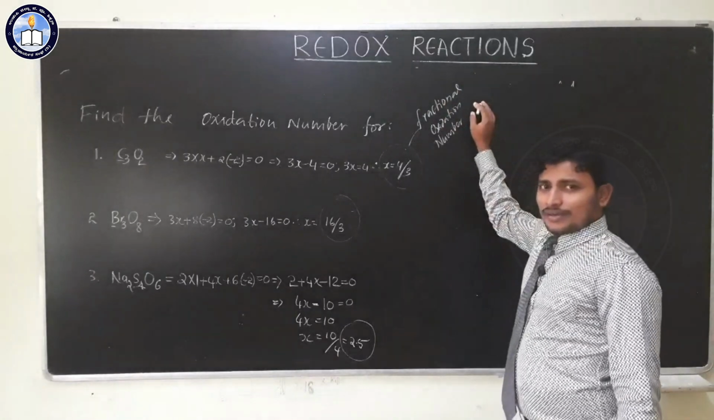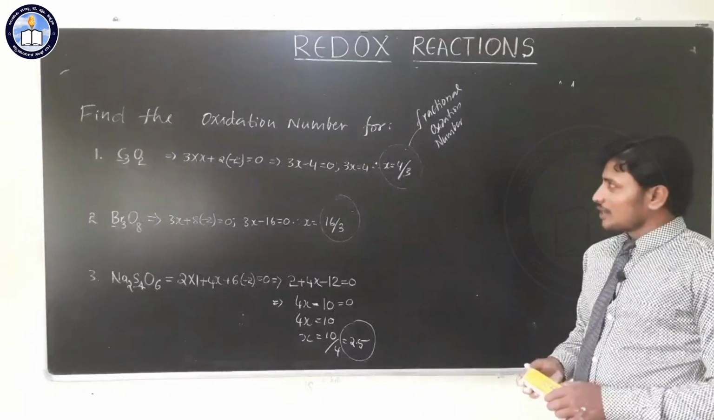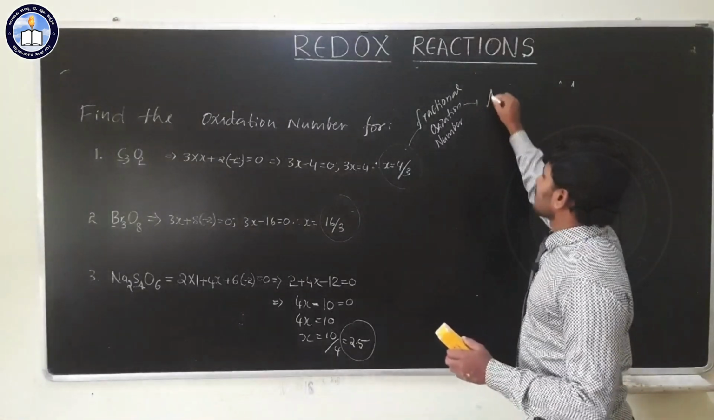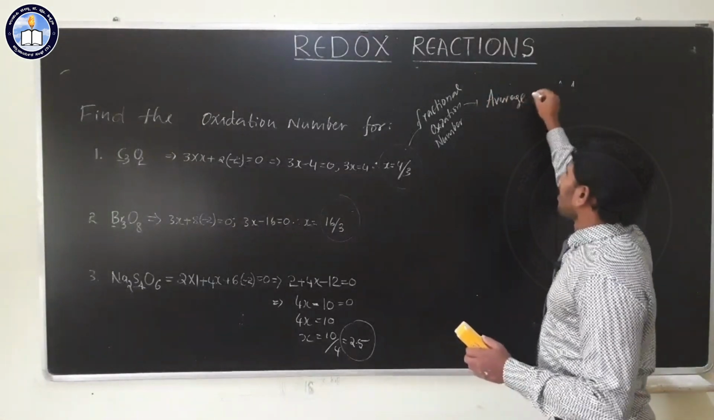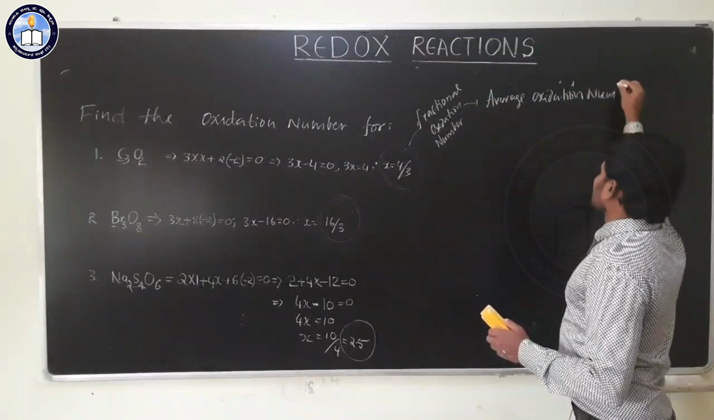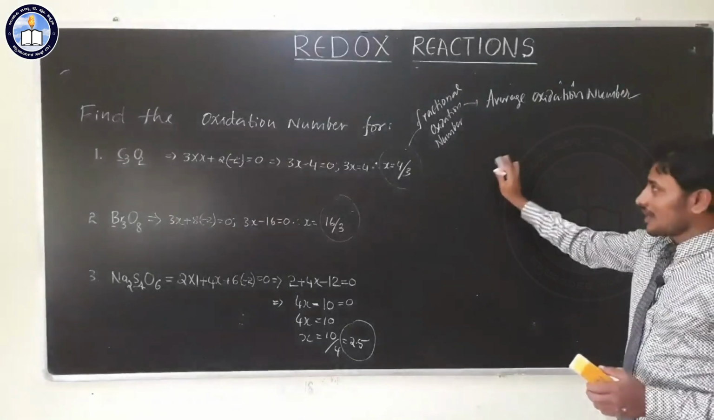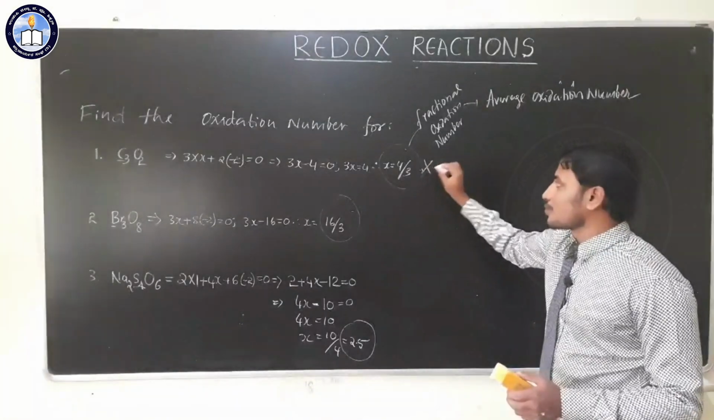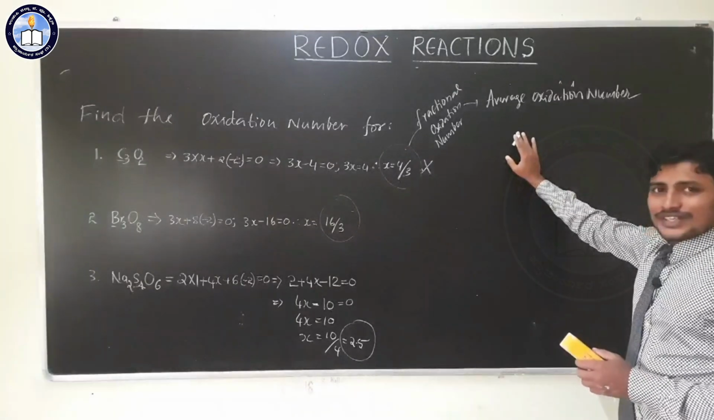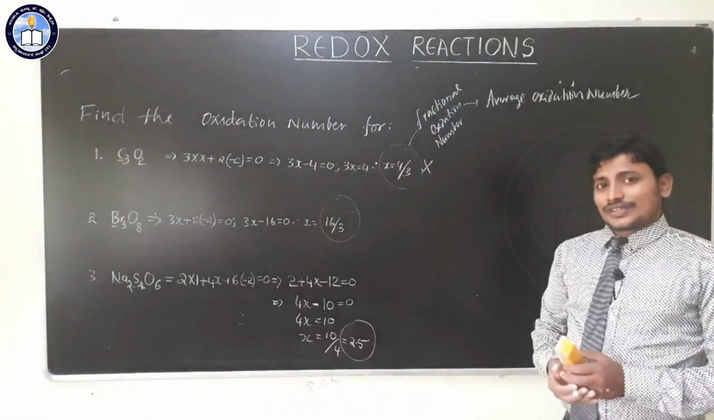But we know that electrons are transferred as a whole, not in fractions, isn't it? Then what does it mean? Fractional oxidation number is nothing but an average oxidation number. This is not the final answer. Whenever we get fractions like this, and this value is not considered the true oxidation number, then how do we find the true oxidation number? For that, we need to draw the structure.